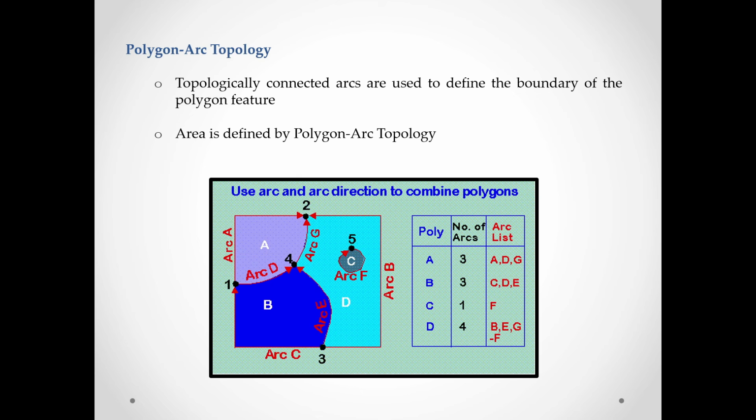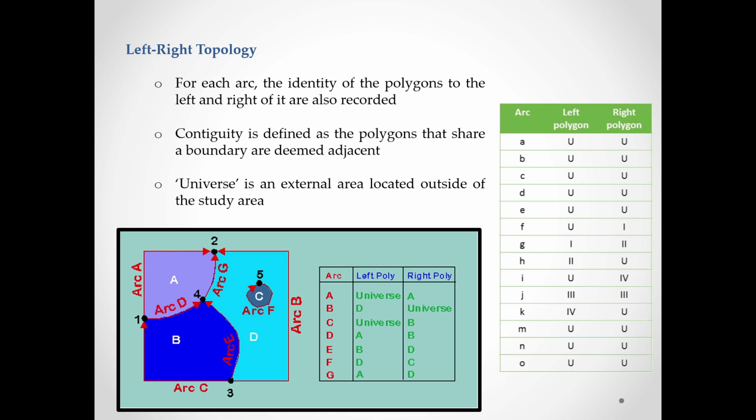Polygon-arc topology: topologically connected arcs are used to define the boundary of the polygon features. Area is defined by polygon-arc topology. Use arcs and arc directions to combine polygons. Polygon A, number of arcs 3, arc list is A, D, and G. Left-right topology: for each arc, the identity of the polygons to the left and right of it are also recorded. Contiguity is defined as polygons that share a boundary being deemed adjacent. Universe is an external area located outside the study area.